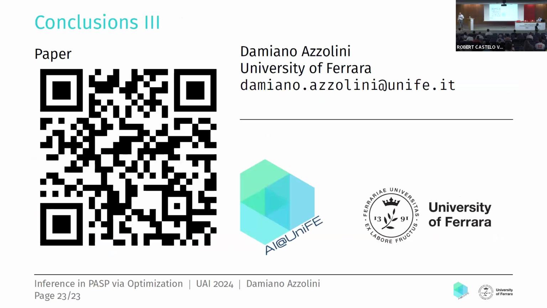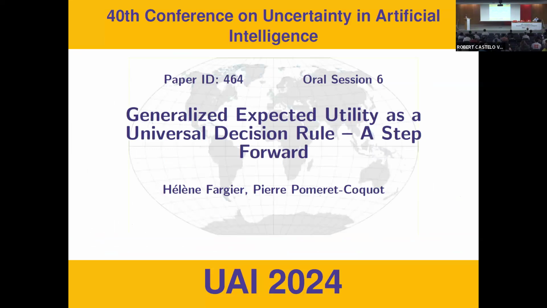So this concludes the part of the session devoted to delivery with Italian pizzazz. And we now switch to a bit of French je ne sais quoi. Next talk is Generalized Expected Utility as a Universal Decision Rule, a Step Forward by Hélène Fargier and Pierre Pomeret-Coquot.